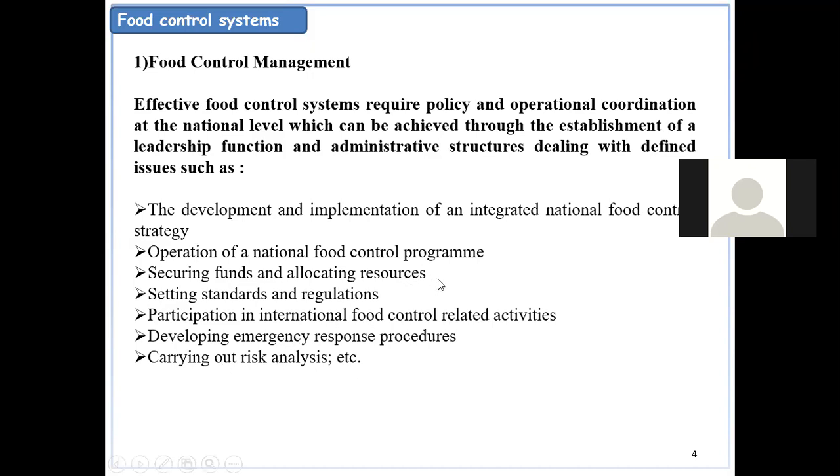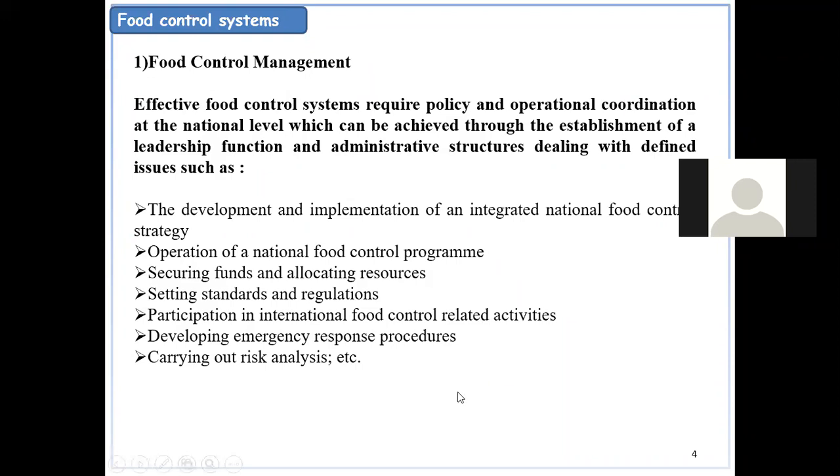So we need as well the managerial level support in setting standards and regulation, especially by communicating with the other countries, by participating in international food control related activities such as FAO, WHO, or even Codex Alimentarius, and by developing emergency response procedures, basically with respect to the recall, for example.